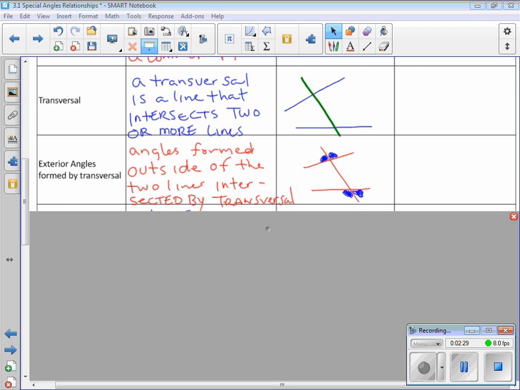So angles formed outside of the two lines intersected by the transversal. Those are called exterior angles. Angles formed on the outside. So if you take a look at my drawing over here, the blue angles are exterior angles because they're on the outside. They're not in between the two lines. They're on the outside, right? So there's some examples of exterior angles.